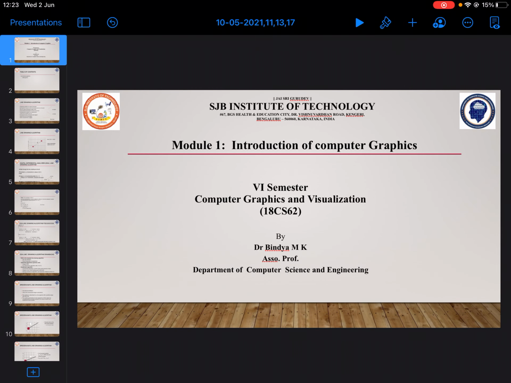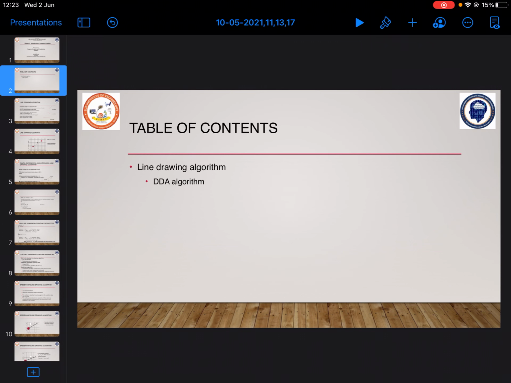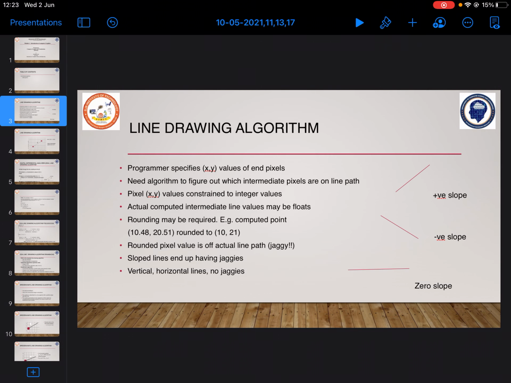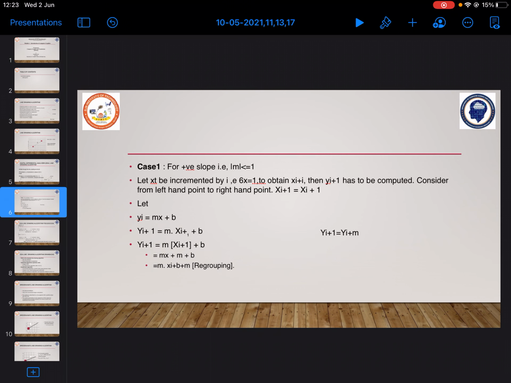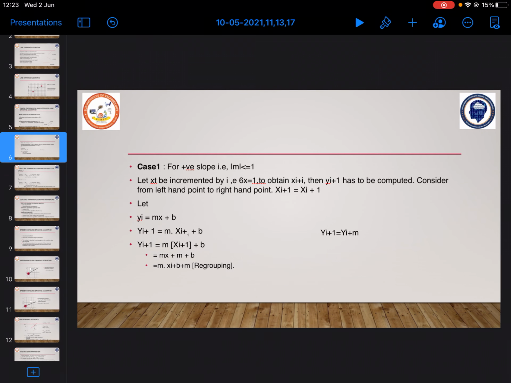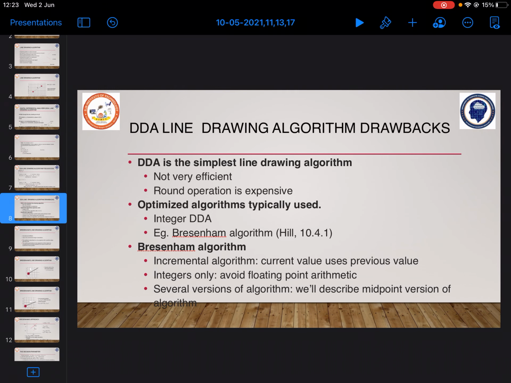Good morning students. In the last class we discussed the line drawing algorithms, and in that we discussed the DDA algorithm. Now we will move on to the next topic.